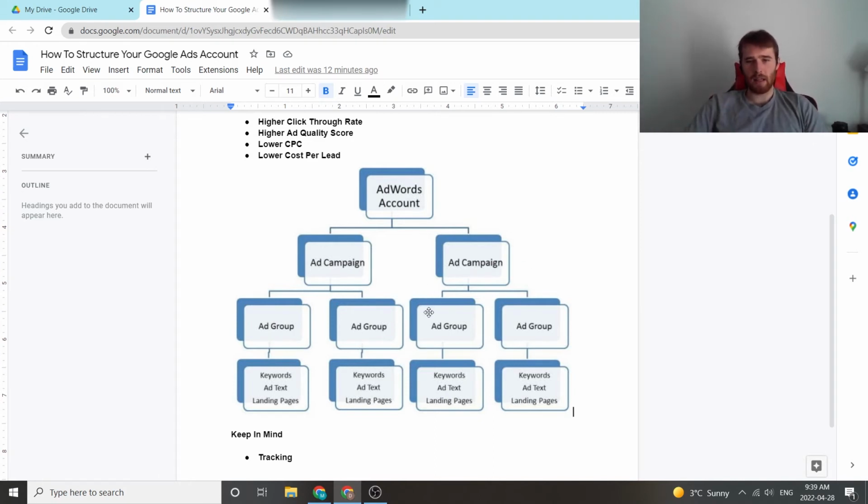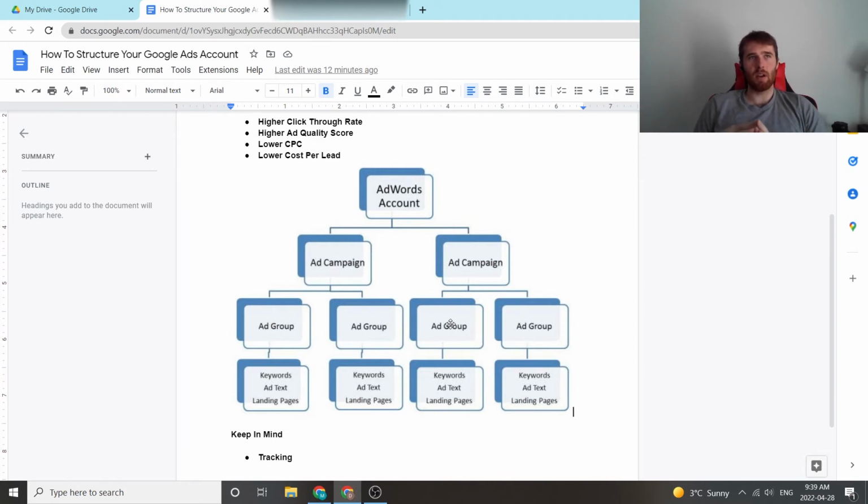Now, under the ad campaign, you have your ad group. So this could be targeting specific keywords and specific services. And this is essentially what you want to do. If you have, let's say, roofing, we're going to take that example. You have commercial roofing. That could be its own ad group. Residential roofing could be its own ad group. Flat roofing, roof repair, re-roofing. All of these could be their own ad groups and their own specific keywords.